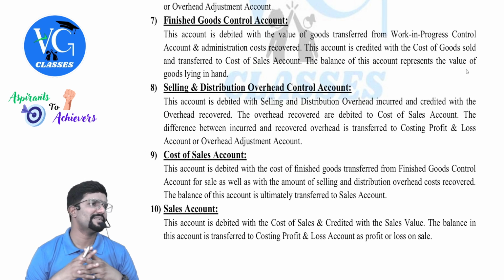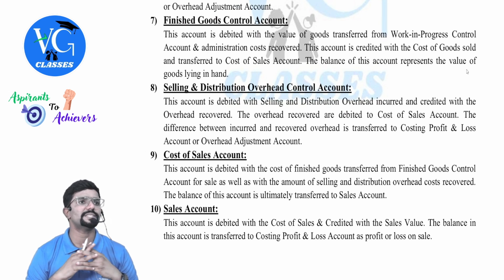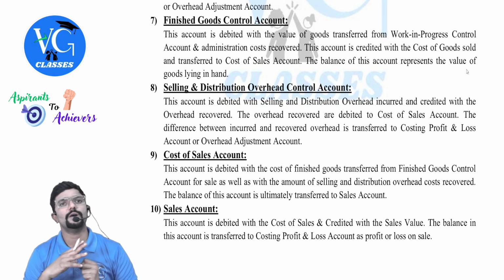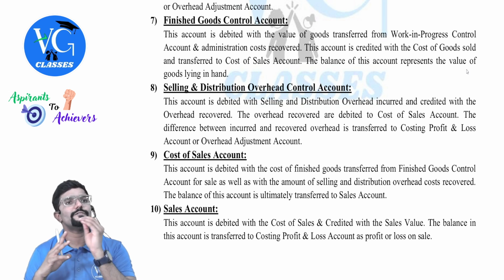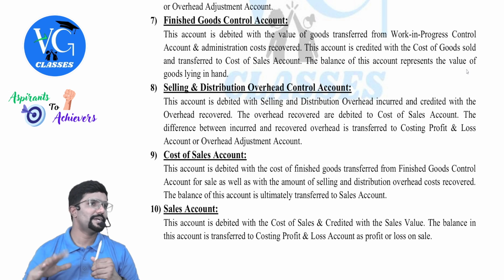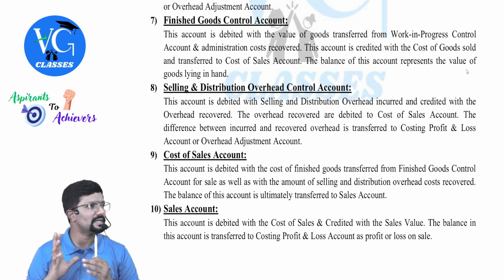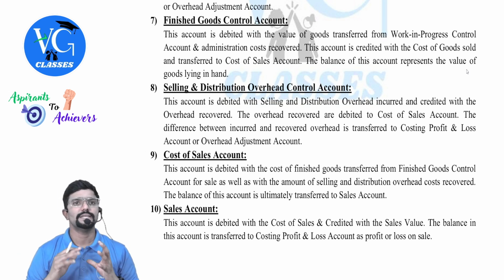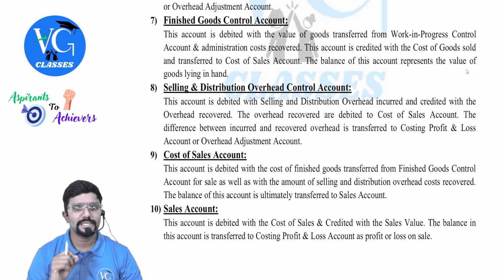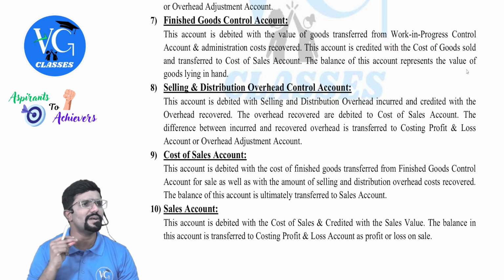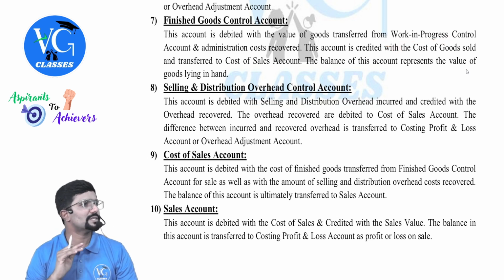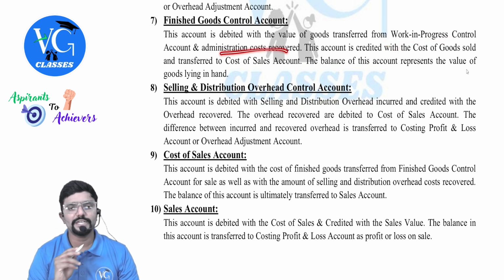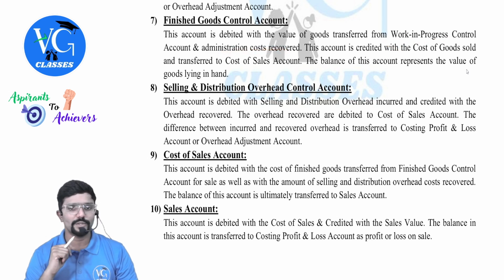Next, we have finished goods control account. It is an asset account. It will start with opening balance on the debit side. To balance brought down. What is it? Opening stock of finished goods. And it will end with closing balance on the credit side, but it is a debit balance. In between, what will happen? This account is debited with value of goods transferred from work in progress control account. What is that called? COP, cost of production, and administrative cost recovered or absorbed.